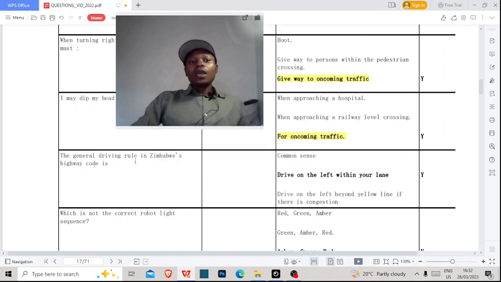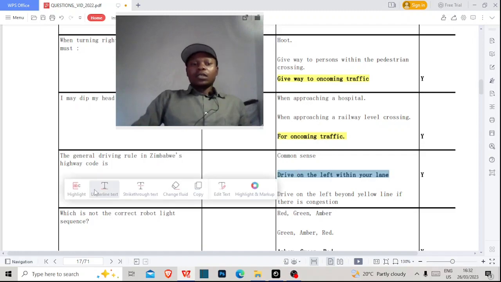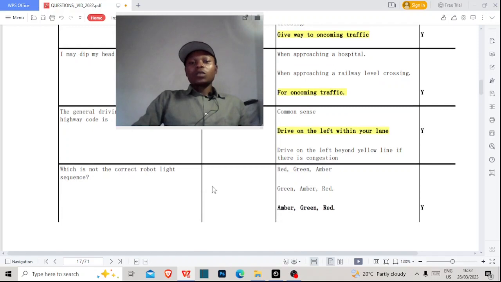The general driving rule in Zimbabwe's highway code is option A, common sense; drive on the left within your lanes; or drive on the left beyond the yellow line if there is no congestion. Well, the general road rule is drive on the left within your lane. So this one is our correct answer here. Now moving on to the next one.